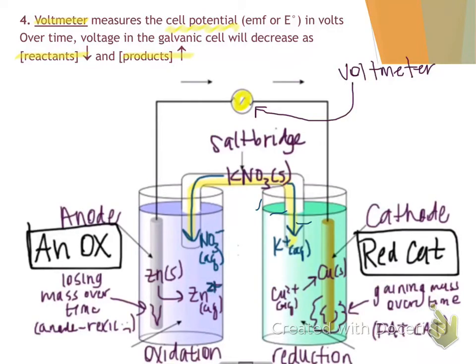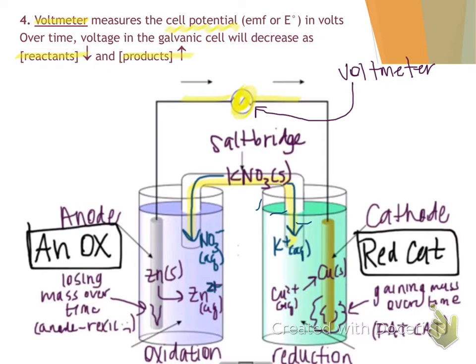So we can see our voltmeter here. That is going to measure the voltage. It measures the voltage as electrons are flowing through this wire that is attached to the voltmeter. The voltmeter is going to be measuring the current, or the electrons that are passing through there, over time to turn that into the voltage.